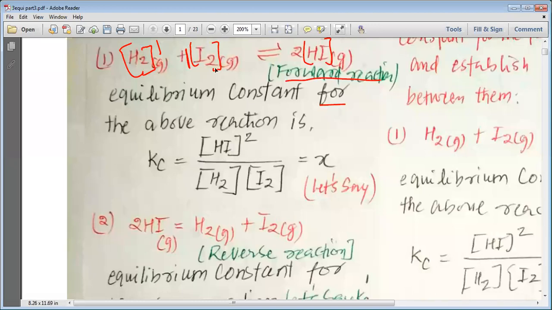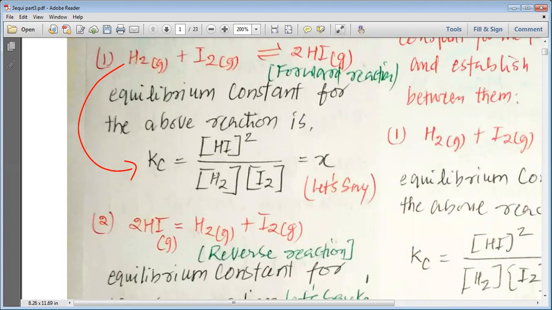Kc for this particular reaction, now we can write the equilibrium constant. Kc is equal to HI to the power 2 divided by the concentration of H2 multiplied by the concentration of I2. And let us say the value is X.